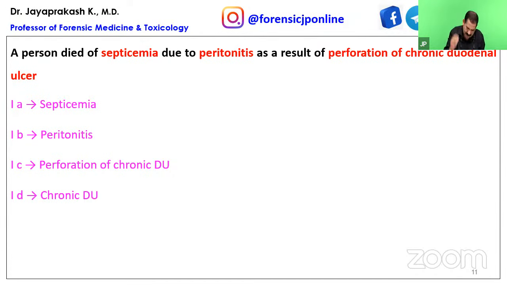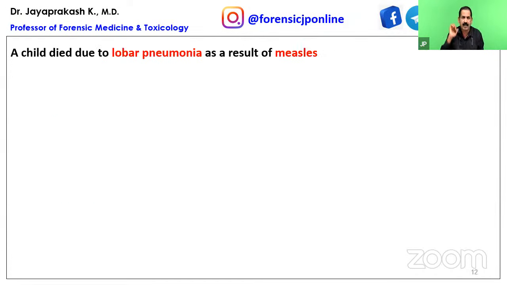Now I give you another simple question. A child died due to lobar pneumonia as a result of measles. What is 1A? In other words, the child died due to what? Answer? Hypoxia. I really don't understand. I have given only 2 conditions, lobar pneumonia and measles. Why do they think of hypoxia? I don't understand.